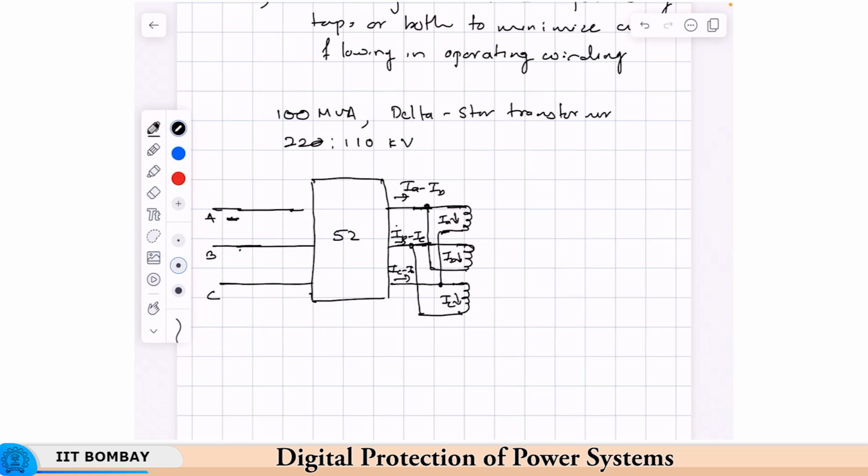Now, we have the CT. We will see the connections very shortly. We will just draw the CTs and then connect them later. Okay, so, the same dot convention as earlier, entering, leaving. Now, we will draw the secondary of this transformer. This is 220 by 110 kV, and the secondary is in star. Okay, this is just an example we are taking.